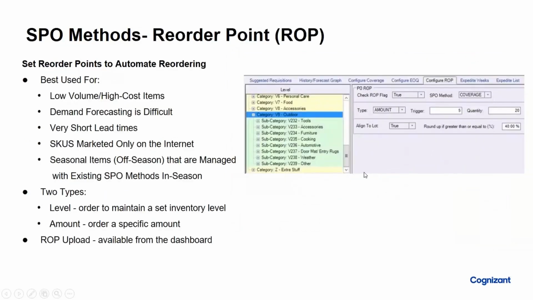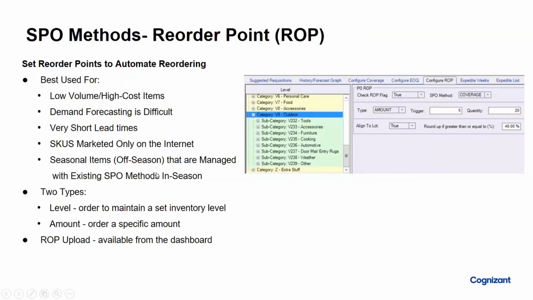Reorder point is best used for low volume or high cost items. For example, you have a $10,000 item. You're not going to want a lot of those sitting on the shelf, right? So you try to order as minimal as you can. It's also good if products have demand forecasting that's difficult, items that you just sell out on the web that aren't managed every day, or products where your call center calls and tells you you're out of stock and we've got back orders. Can you please get some on order?